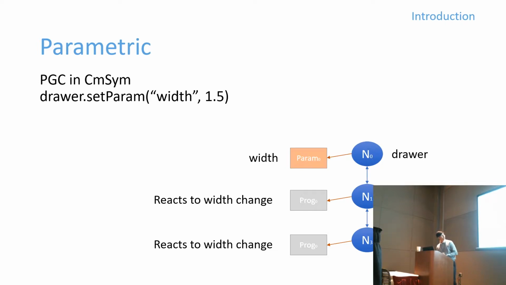Yep. So over here, if you look at the tree structure, we have a drawer, and we have a box, and then we have a knob, and we can define a parameter to the drawer, and then the box can have a program that reacts to what happens when that parameter changes, and if your box changes in width, then your knob probably wants to change in position as well.